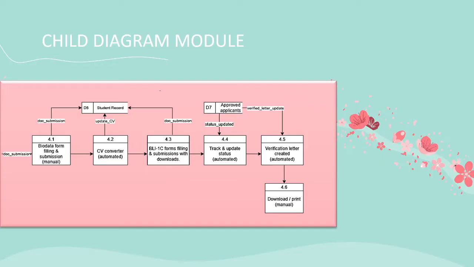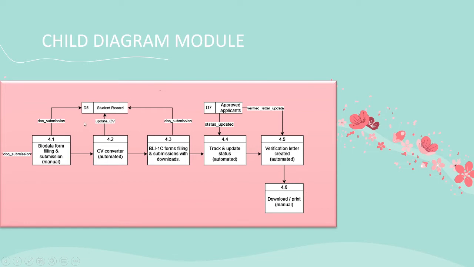So this is the child module for my document. First of all, I'm going to make an interface for a biodata form where students can fill up the biodata forms, and it is divided into many processes. It is manual because students need to update their biodata one by one, so I will show you after this. And then after that it will convert into a CV, and it will also be saved under the student record for the application placement process.